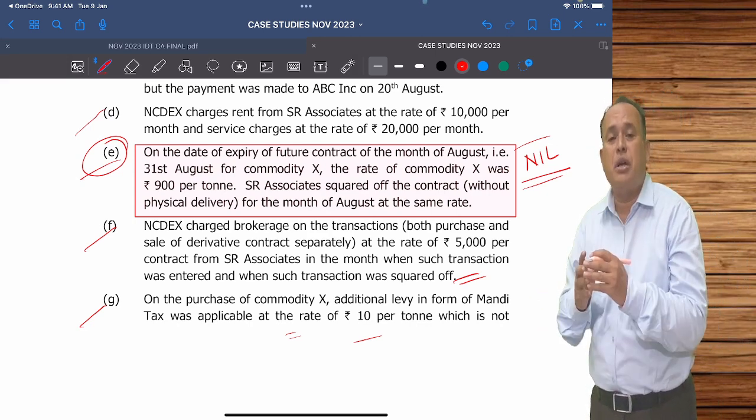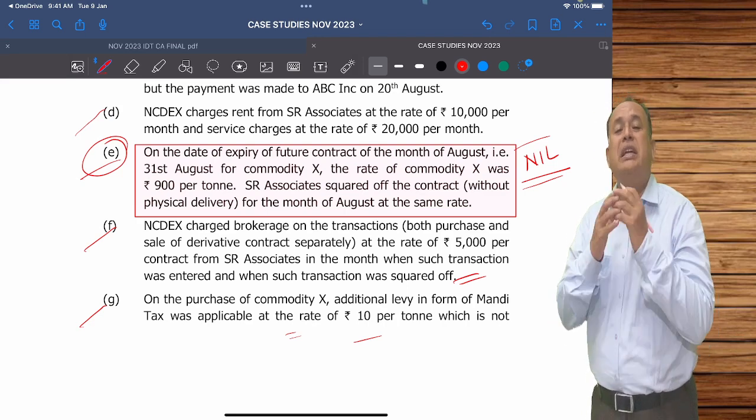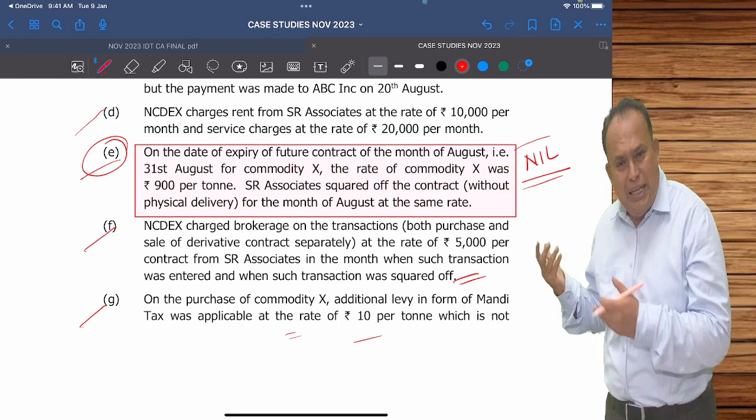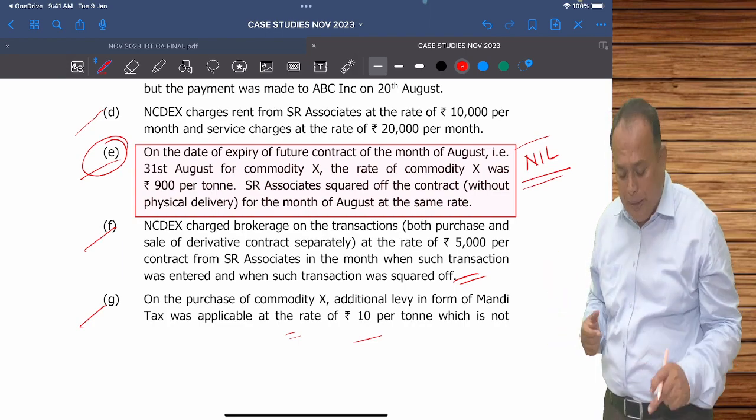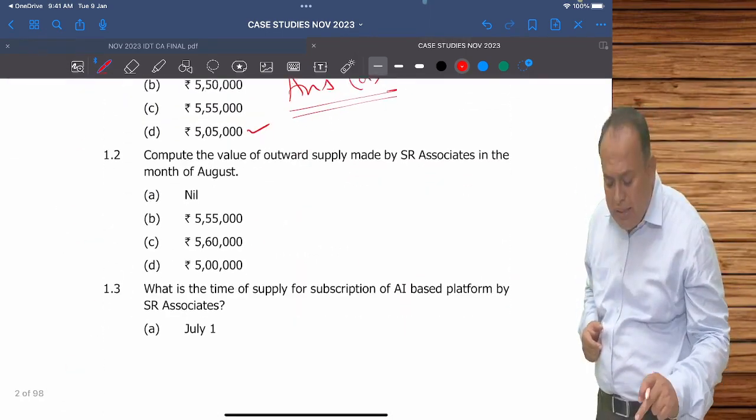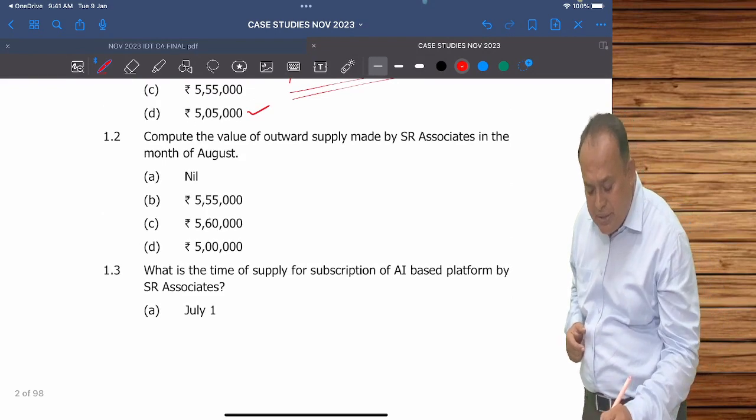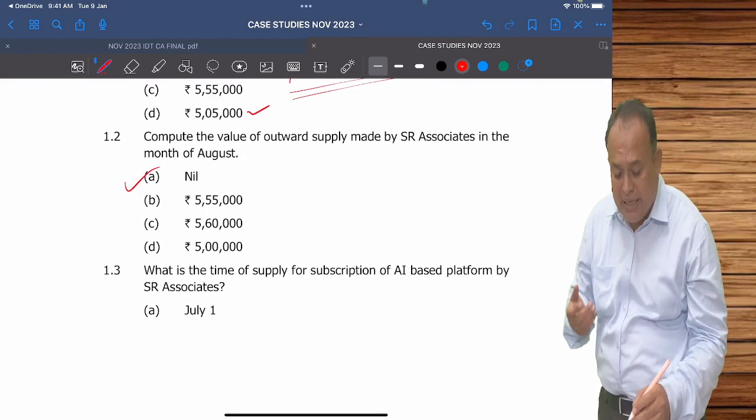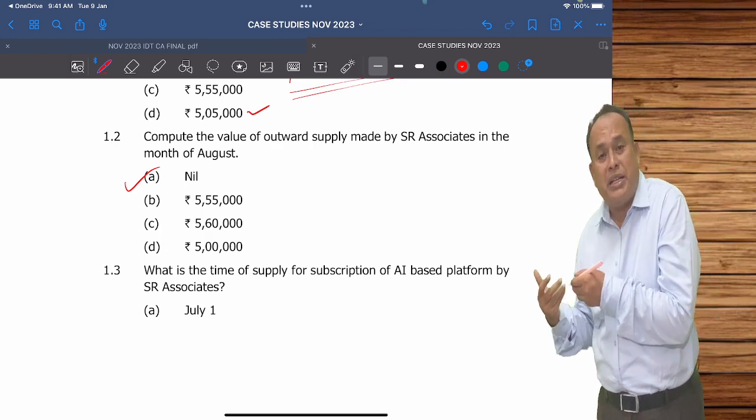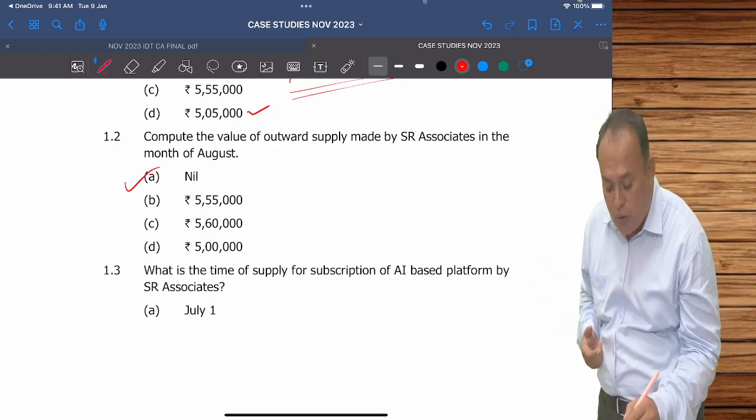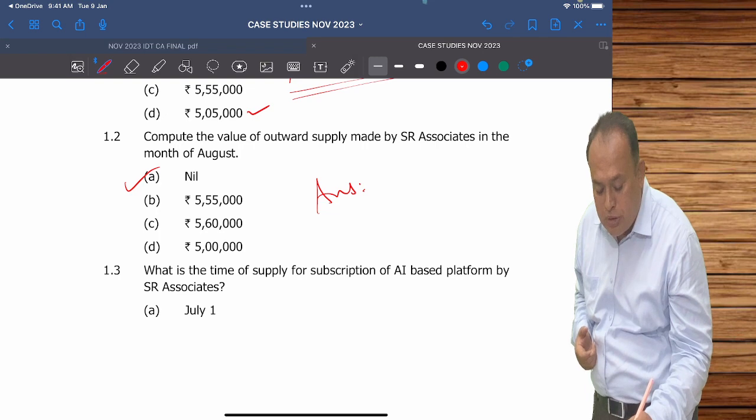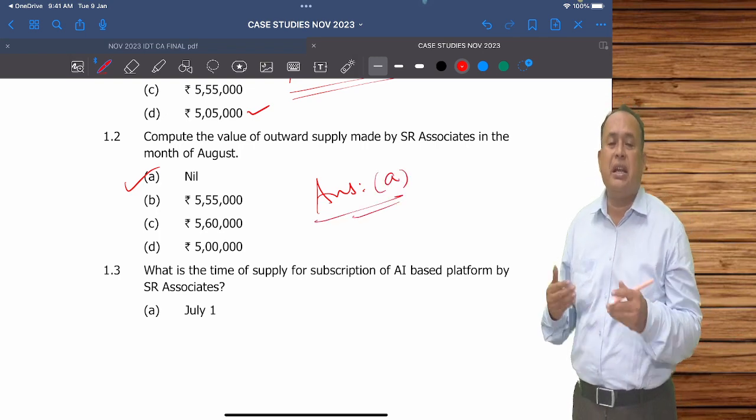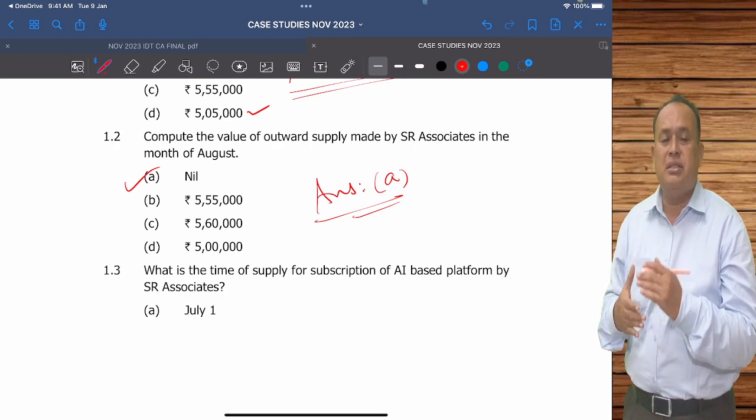Therefore, the value of taxable supply is nil in the month of August, except that they have not made any other supply. In the given case, the outward supply of SR Associates, which they dealt with in the derivative market, is neither goods nor services. Therefore, the right answer here is A, nil. Nil is the right answer.